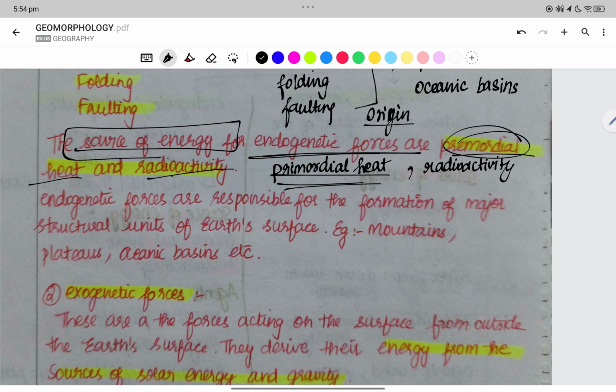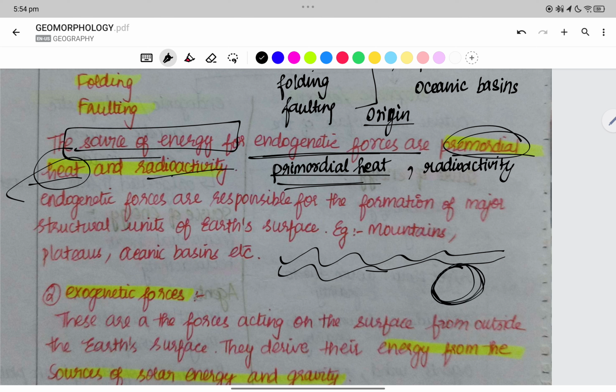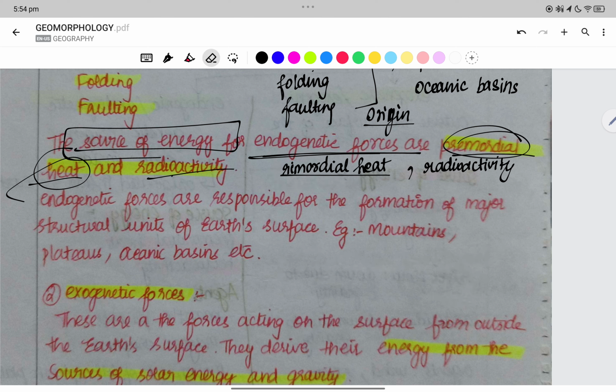Primordial heat is the heat which is present within the earth. It is the heat from the creation of the universe, solar system, and the earth. So this heat is stored in the earth and it is still present.